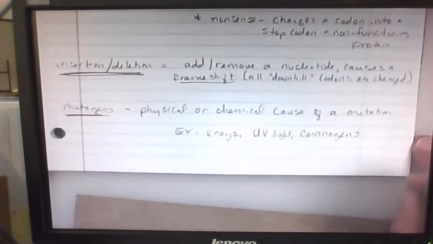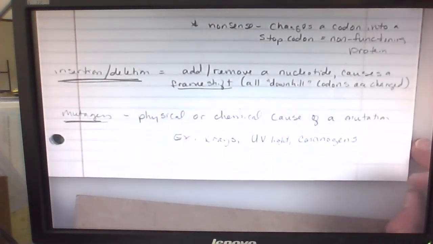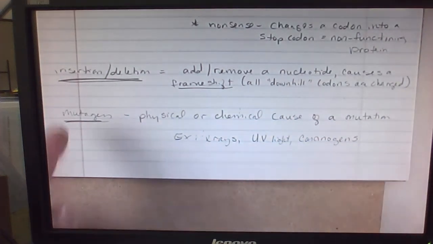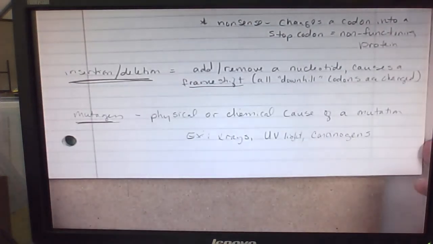And finally, a mutagen is a physical or chemical cause of a mutation. X-rays can be mutagens, UV light. Carcinogens are chemicals that can be mutagens that can cause mutations.